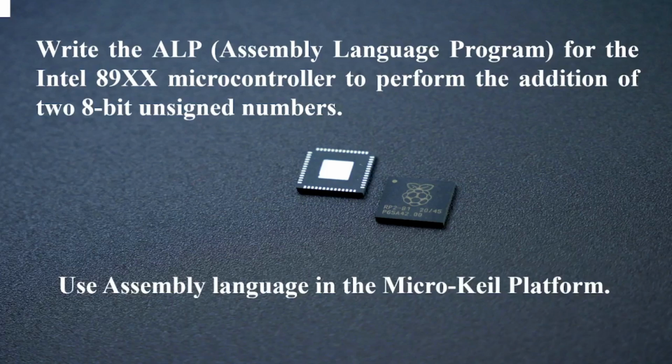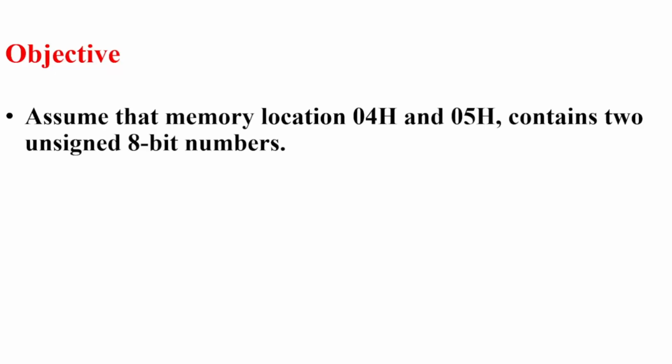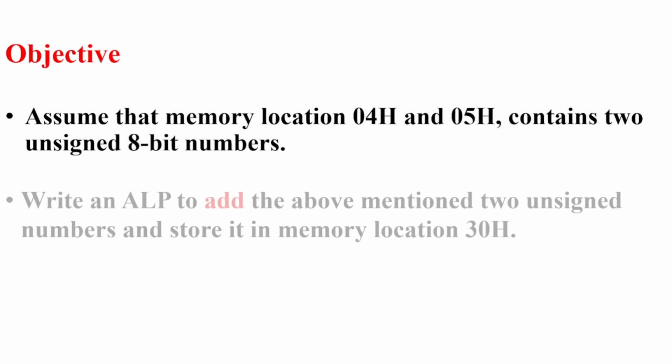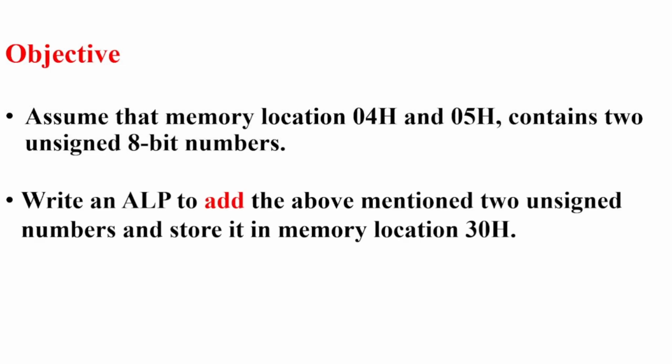Our goal is to develop an assembly language program tailored for the Intel 51 series microcontroller aimed at adding unsigned 8-bit numbers. This programming task will be accomplished utilizing either the student version or the evaluation edition of Micro Keil 5. Our aim is to add two unsigned 8-bit numbers, presuming that memory locations 04H and 05H hold the respective values. The added unsigned numbers are stored in memory location 30H.